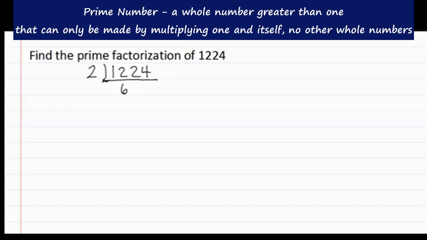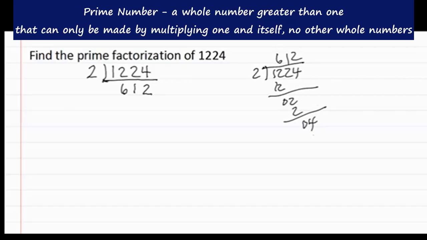2 goes into 12 6 times, 2 goes into 2 once, and 2 goes into 4 twice. If you're not sure how to divide this in, remember you can always go over to the side and do standard long division. And then write that number underneath. Next, we see it is still an even number, so it divides by 2 again. 2 goes into 6 3 times.